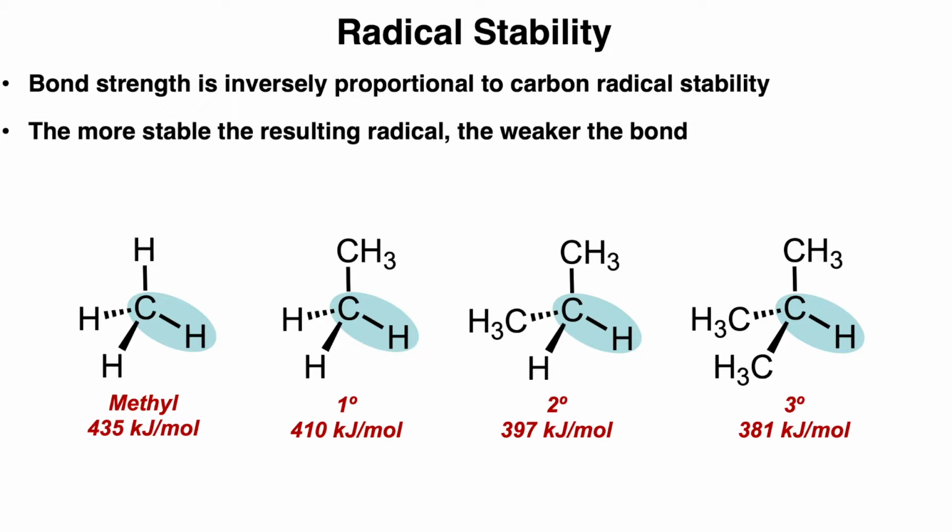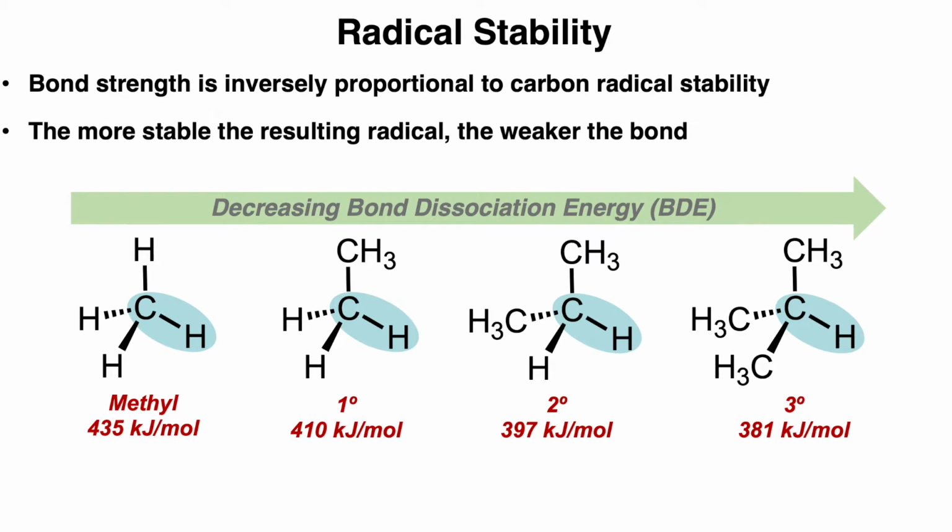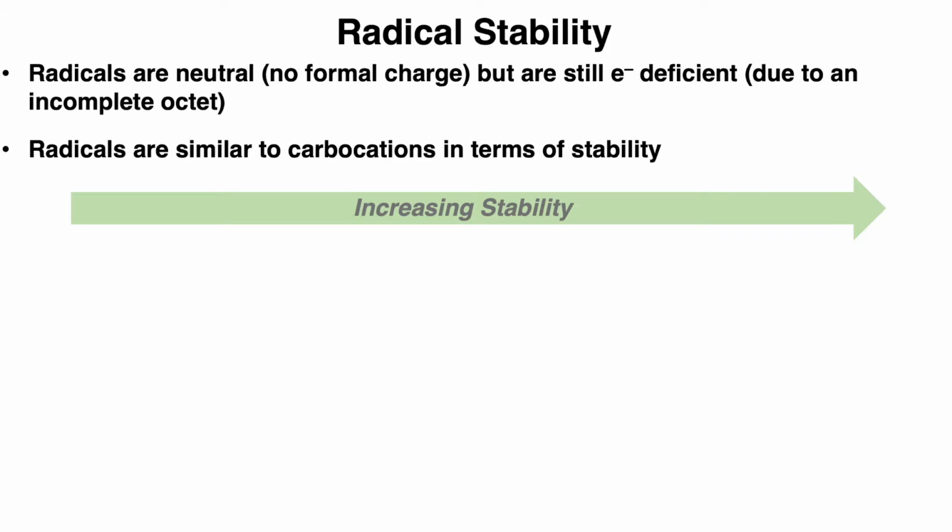To visualize this in a more quantitative way, we can look at the bond dissociation energies, or BDE values, of the following carbon-hydrogen bonds for these four molecules. The lower the BDE value, the weaker the bond, therefore making its radical more stable. Now let's look at these molecules after each hydrogen atom in blue has been homolytically cleaved to form each of their corresponding radicals. Recall that radicals are actually considered to be neutral since they have no formal charge, but they're technically still electron deficient since they have an incomplete octet.